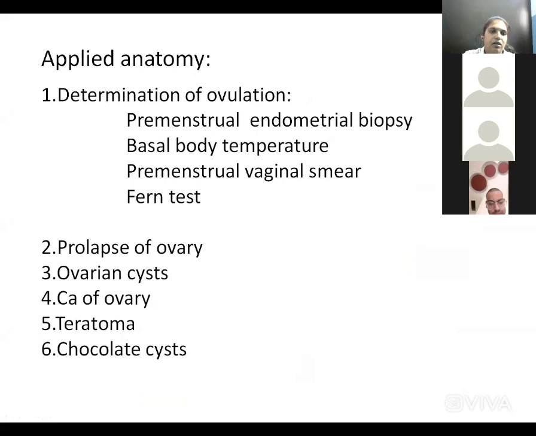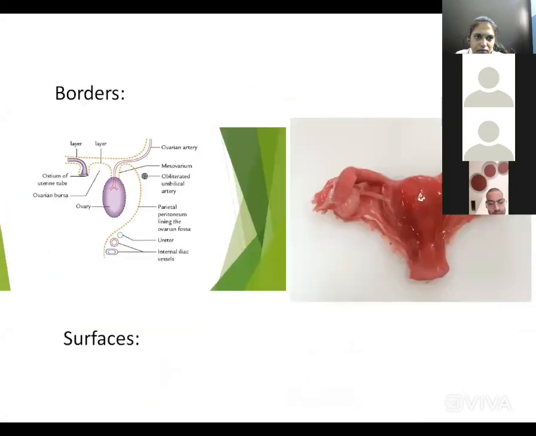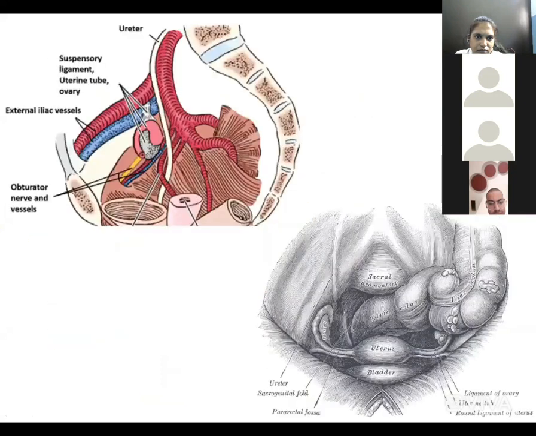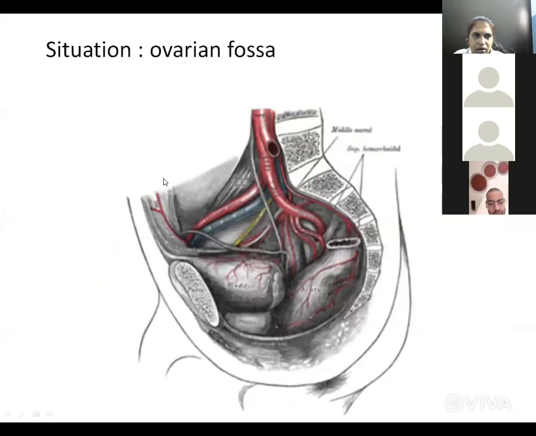Now lastly, applied anatomy. Pass through the topic rapidly. First we have seen the definition, that it is the female gonad. I will go back to the slide. Okay, definition: these are female gonads forming female gametes. Next, it is located in the ovarian fossa. Anatomically, it is shown like this, anteriorly bounded by the obliterated umbilical artery and posteriorly by the ureter.